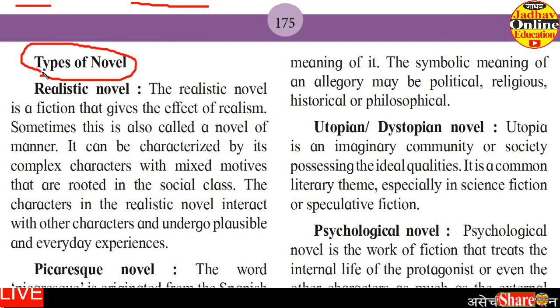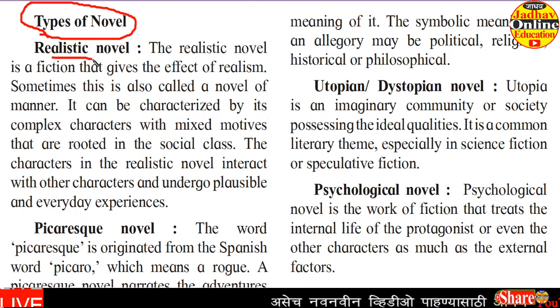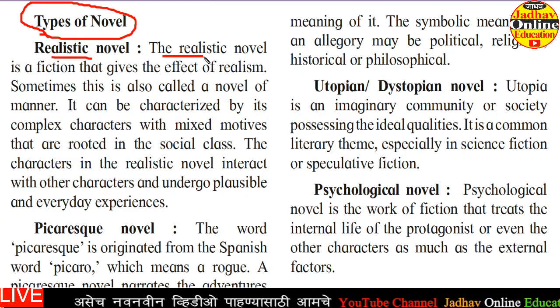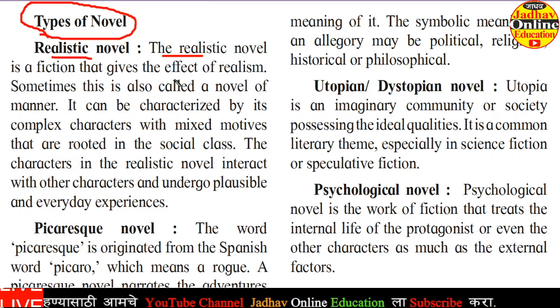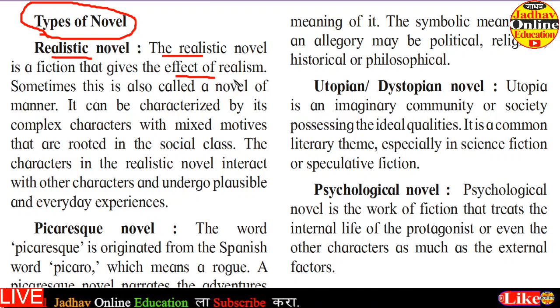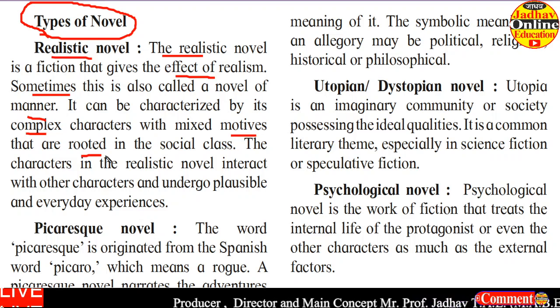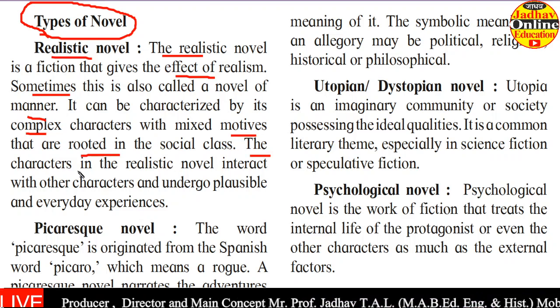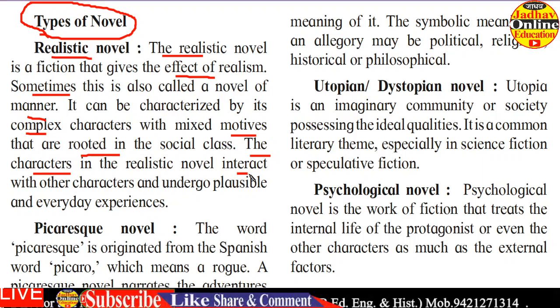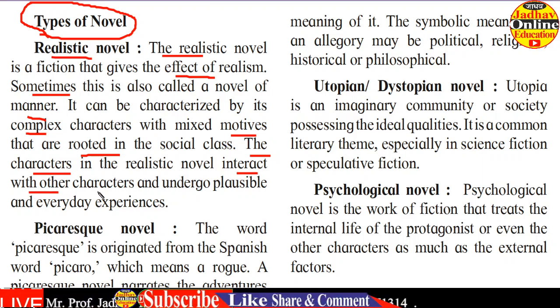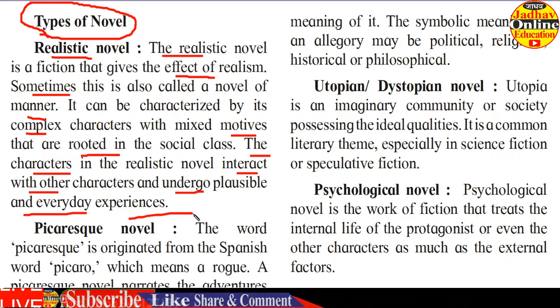Next point is types of novels. Realistic novel. The realistic novel is a fiction that gives the effect of realism. Sometimes this is also called a novel of manner. It can be characterized by its complex characters with mixed motives that are rooted in the social class. The characters in the realistic novel interact with other characters and undergo plausible and everyday experiences.